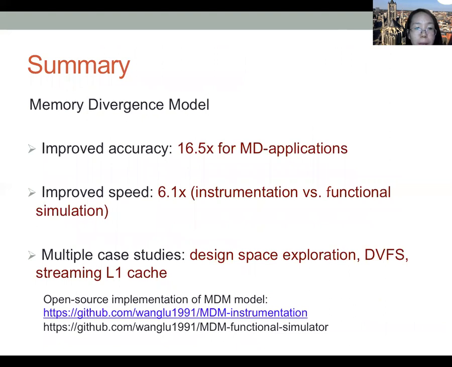Overall, the MDM model improves the performance prediction accuracy by 16.5x for memory divergent applications. It is also 6.1x faster by using instrumentation-based trace collection compared to functional simulation. Moreover, it has multiple case studies, such as design exploration, DVFS, and streaming L1 cache. We also provide an open source implementation of MDM.